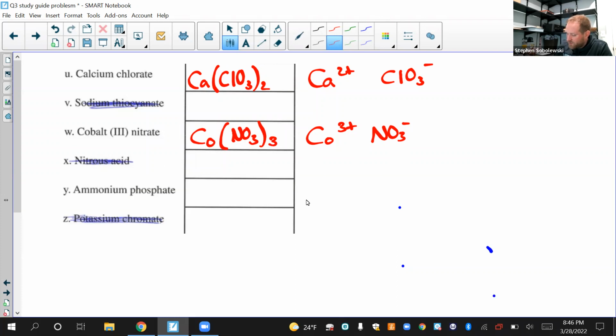Ammonium phosphate. Ammonium is NH4 with a charge of plus. Phosphate is PO4 with a charge of 3-. So we're going to need 3 of those ammoniums, so parentheses around those, NH4, close parentheses, 3, and 1 phosphate, PO4, just like that.